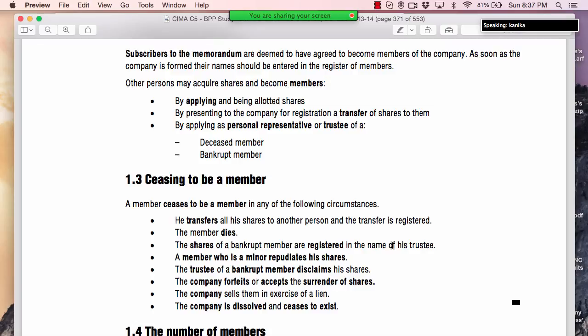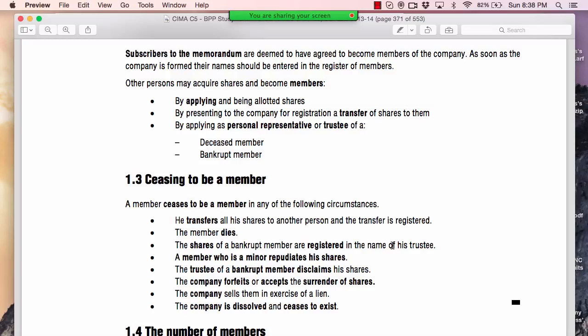Ceasing as in? That means the person is no longer a member of the company, right? The first is when he or she becomes a member of the company. You become a member because the shares are allocated to you, correct? Now you want to transfer the shares to another member, a new member, or you're selling the shares, so you cease to become a member. The meaning of cease is you are no longer a member.